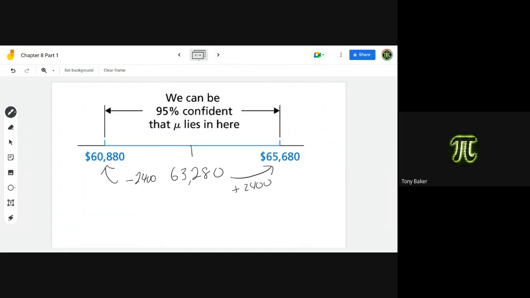Before we end class today, I'm going to show you how to figure out, if you want a specific error amount, how many people you'd have to survey to get that amount of error correction, basically.